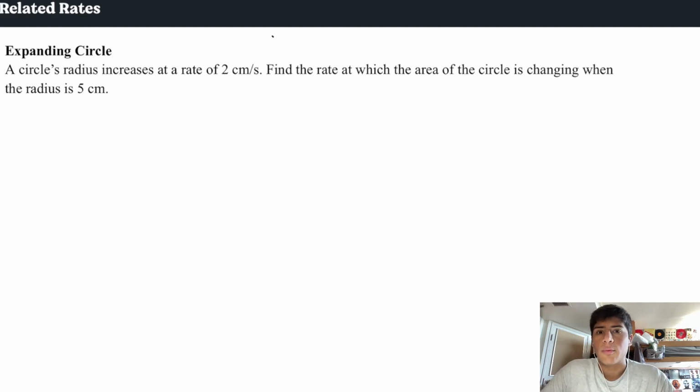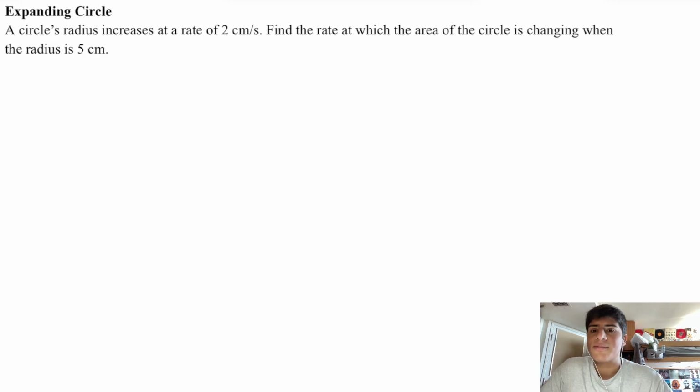In related rates, what we're trying to do is find similar relations between these things. For example, a circle. Our first problem is a radius and an area. These two rates are going to be related, and we have to figure out how they're going to be related. We do that through calculus, derivatives, and implicit differentiation. So, let's just get into it.